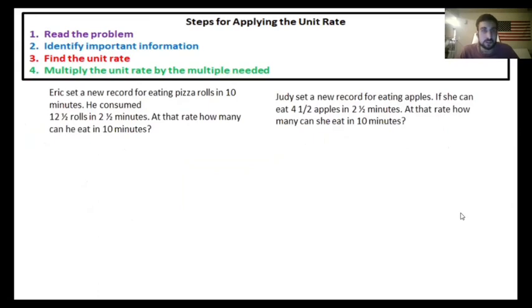All right, so Eric set a new record for eating pizza rolls in 10 minutes. He consumed 12.5 rolls in 2.5 minutes. At that rate, how many can he eat in 10 minutes? So we need to know minutes, which means minutes will be our denominator.